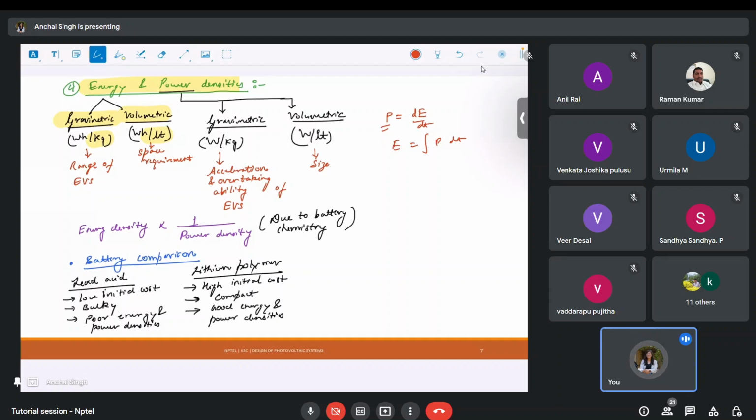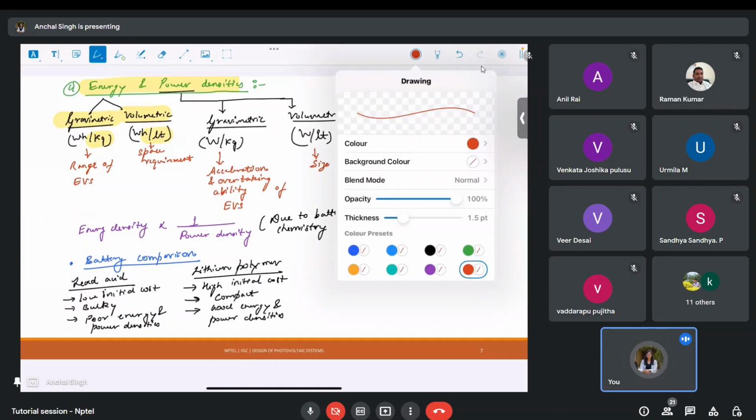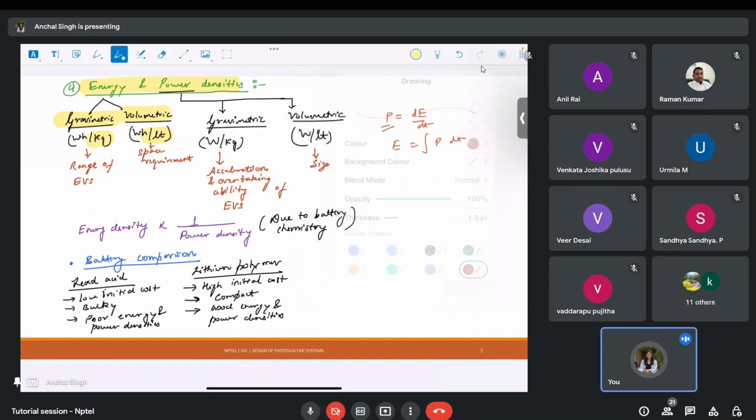This is how these energy and power densities play a role, and they play a very important role in the design of electric vehicles, because weight is one of the very important parameters. Either we compromise on the weight of the vehicle or the range of the vehicle. So all these vehicle manufacturers play with these parameters.